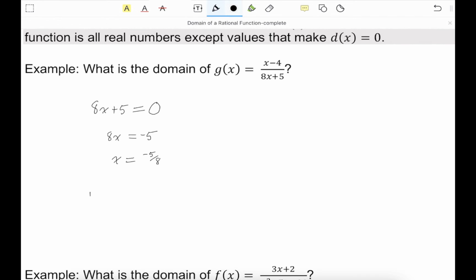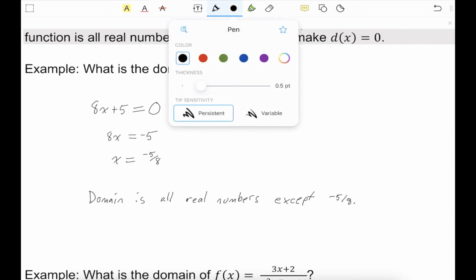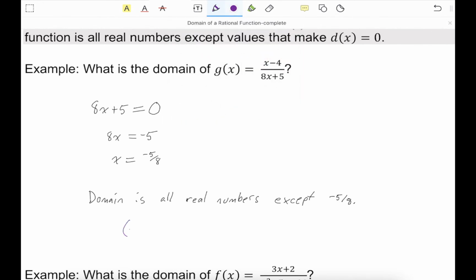So we can say the domain is all real numbers except negative 5/8. To do this in interval notation, you go from negative infinity up to negative 5/8. Don't include it, so use a parentheses instead of a bracket, and then go from negative 5/8 to infinity, like that.